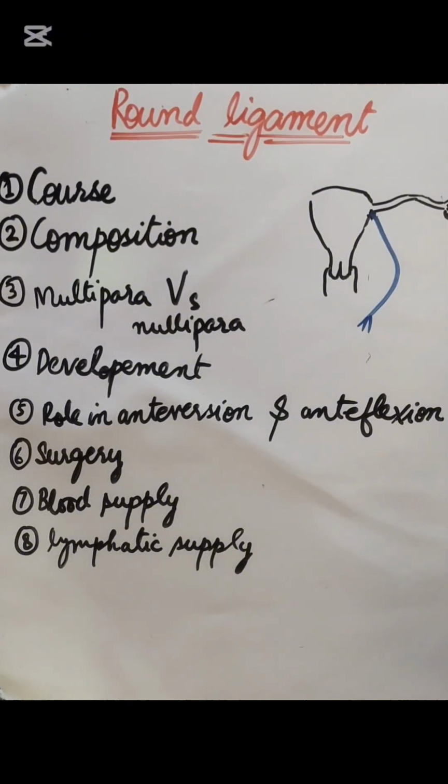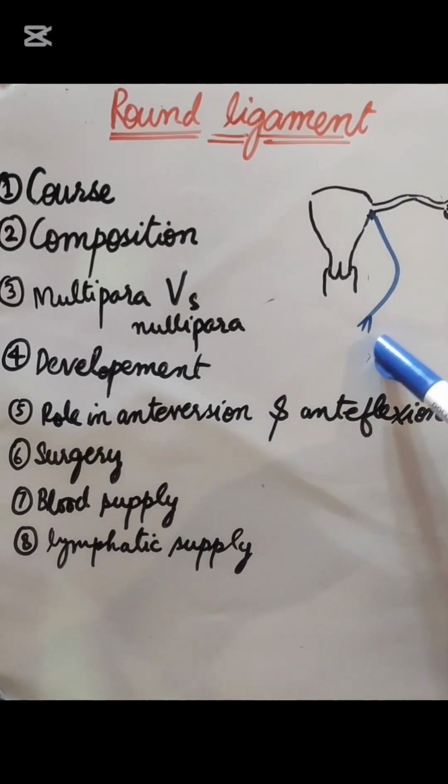And what about the lymphatic supply? The lymphatic vessels pass from the fundus down towards the labia majora along this round ligament.